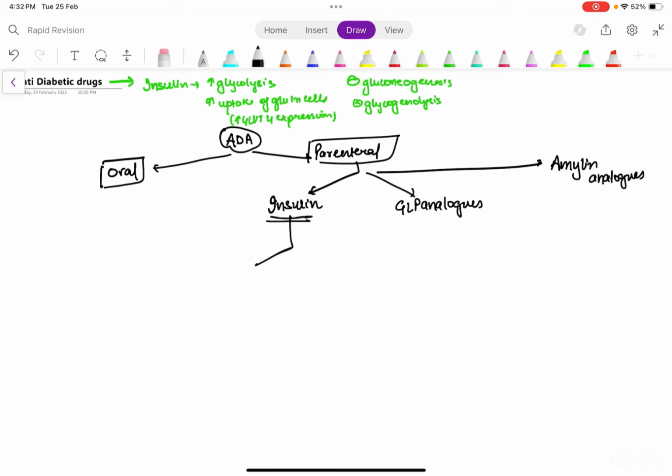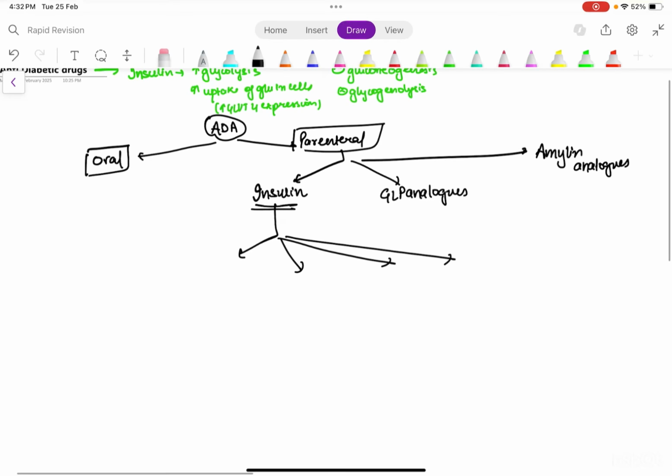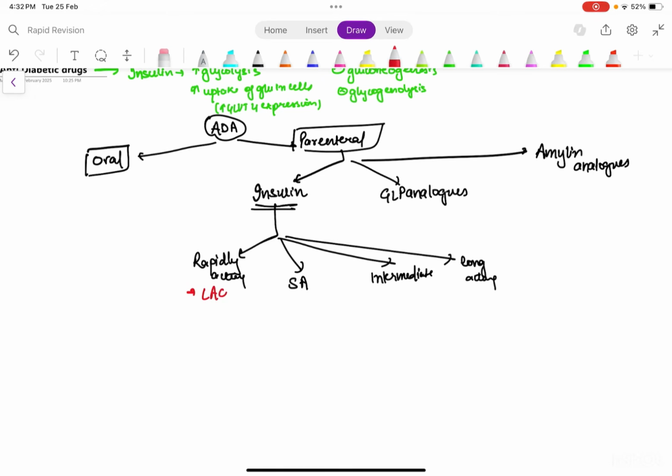Now in insulin, this is important. Insulin, as you know, is the type 1 diabetes mellitus treatment, right? Now this is further divided into forms: rapidly acting, short acting, intermediate, and long acting. In rapidly acting, you have to remember the mnemonic, which is LAG. From LAG, one is Lispro, second is Aspart, and third is Glulisine.